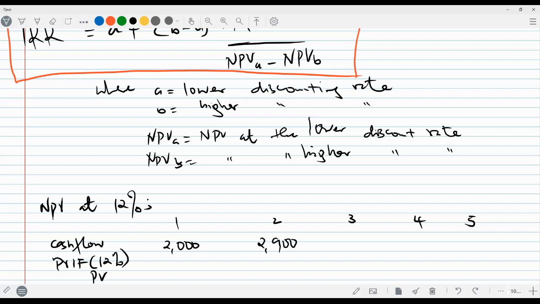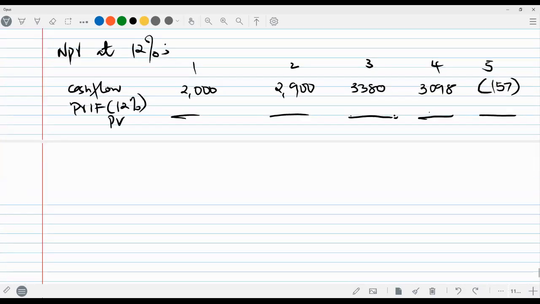Year 3 cash flow? 3380. Year 4 cash flow? 3098. Year 5, negative 157. Now discount them back to year 0, but at 12%, so we get the present values. The NPV will be the sum of the present value cash flows from above minus 8 million, the initial investment cost. What do you get to be the NPV?